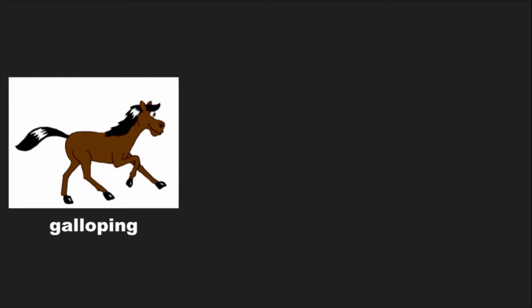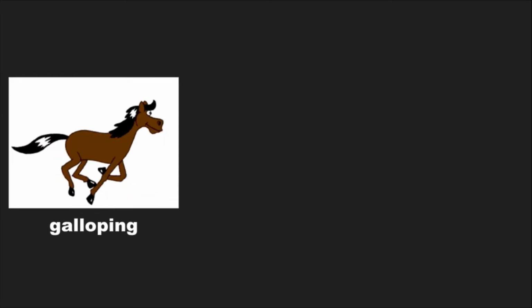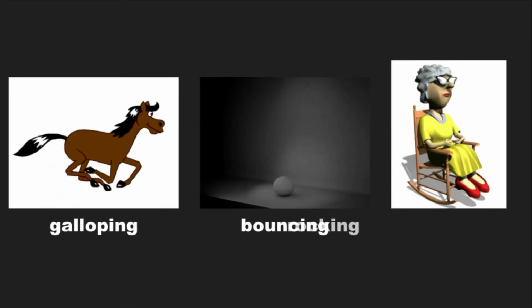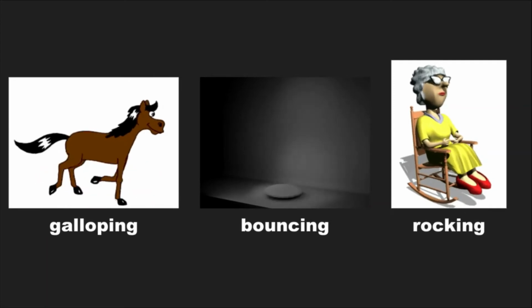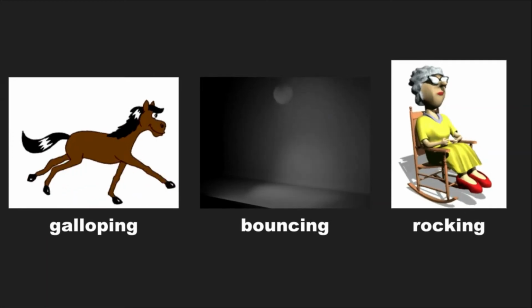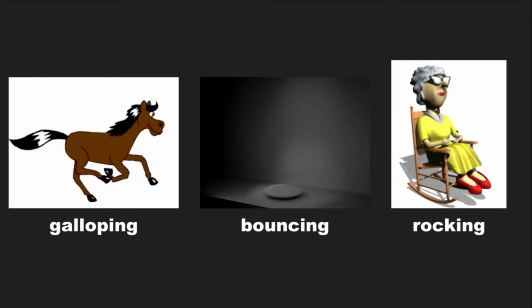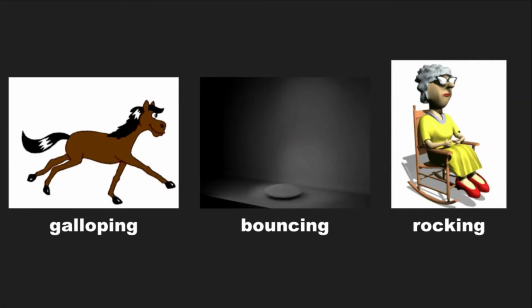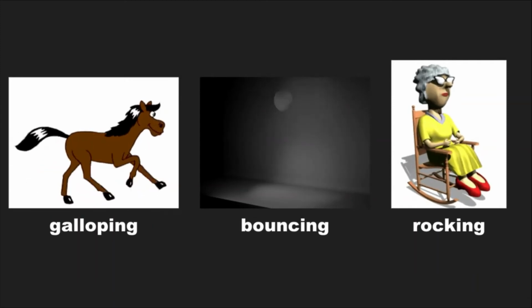So, what do you think that horse is doing? Yep, it is galloping, right? How about the ball? Bouncing. And the lady? She is rocking. Very good. Now, gallop, bounce, rock, all of those are action verbs.